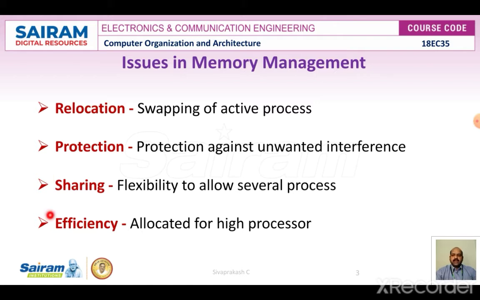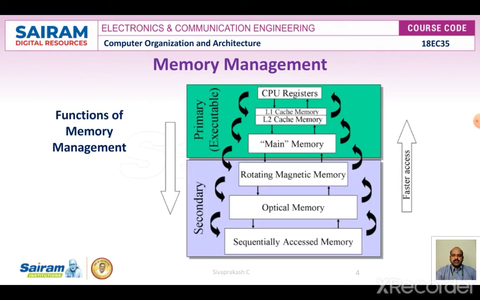Fourth, efficiency. Efficiency deals with allocation for higher process utilization. The memory must be fairly allocated for higher process utilization. The systematic flow of information between the main memory and secondary memory has to be taken care of here. For that purpose, the allocation for higher processes is utilized. These are the four issues that come under memory management. Let us see the next topic, memory management functions.